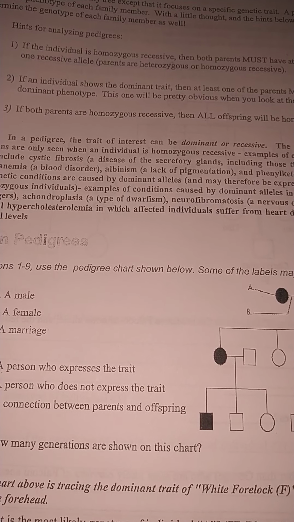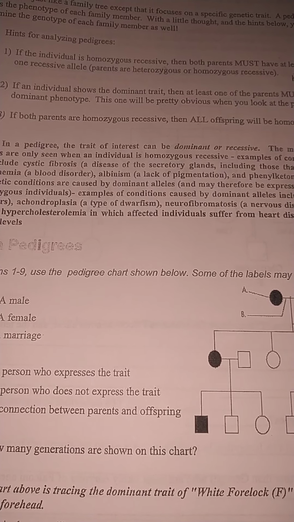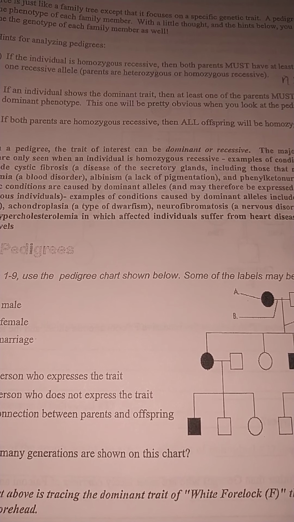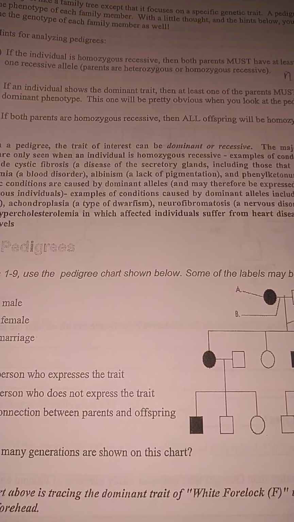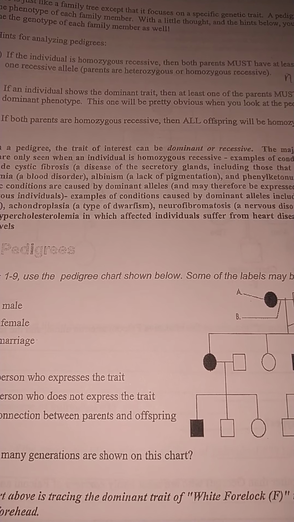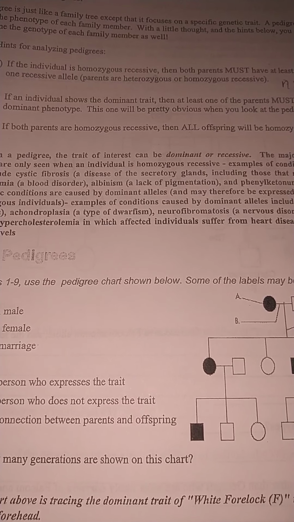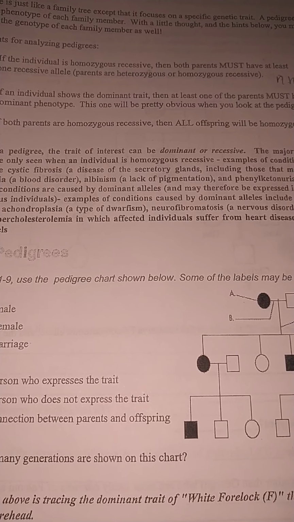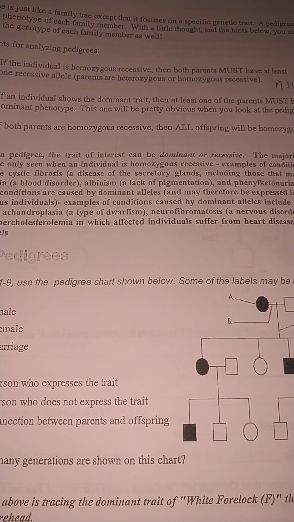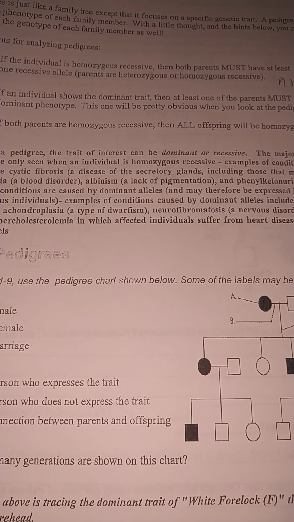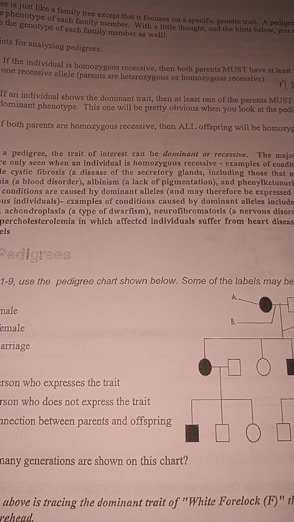Examples of conditions caused by recessive alleles include cystic fibrosis, a disease of secretory glands, including those that make up mucus and sweat. Fanconi anemia, which is a blood disorder. Albinism, which is a lack of pigmentation. And phenylketonuria, which is a metabolic disorder.